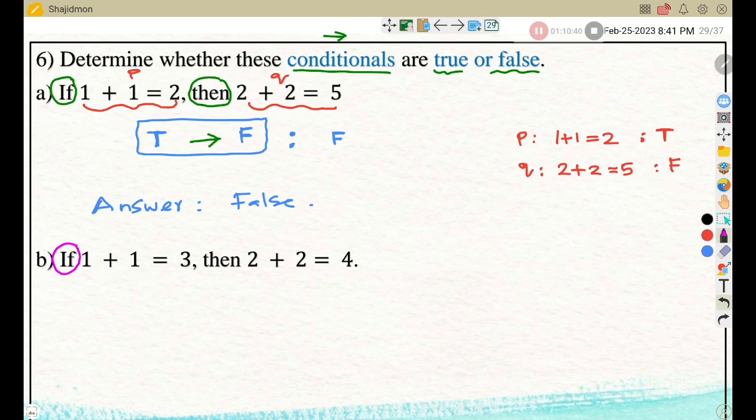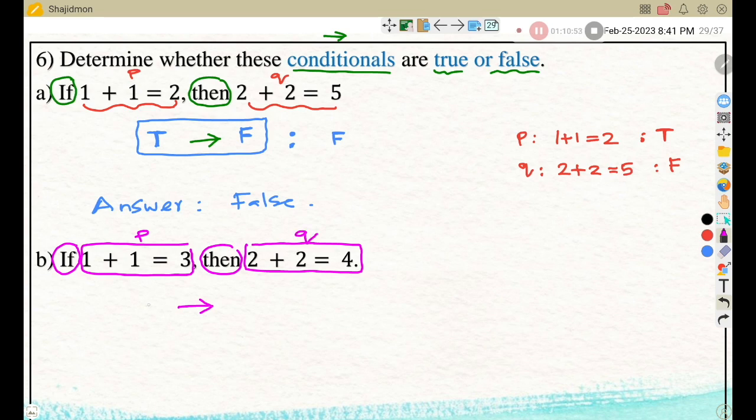If you can see, if and then means arrow mark. 1 plus 1 equal to 3 means the P statement. 2 plus 2 equal to 4 means the Q statement. So 1 plus 1 equal to 3 means it is false, because 1 plus 1 is 2. 2 plus 2 equal to 4 means it is true. Correct? So false implies true, what is the answer? True. Correct? So what is the answer we are writing? Answer is true. Hope you understood. Okay, now we will go to the next one.